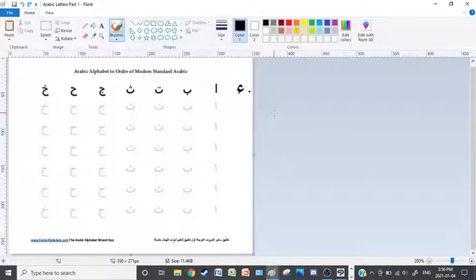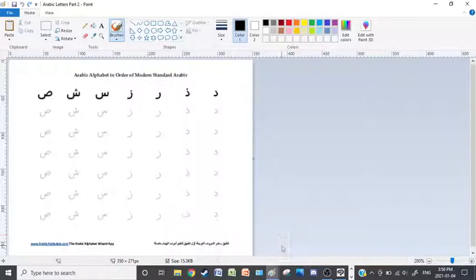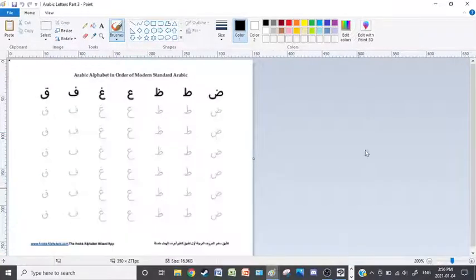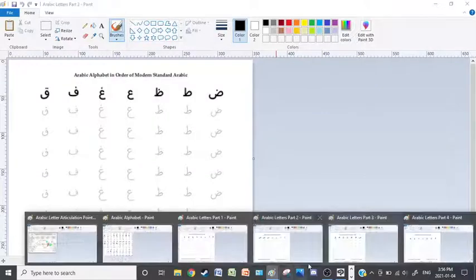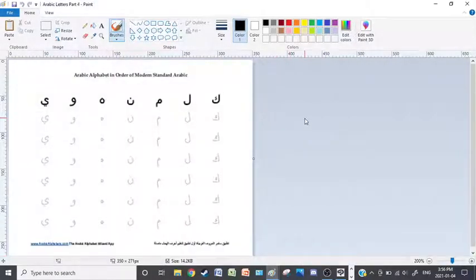This is from Alif to Kha. Let's see, here is from Dal to Sad. Here is from Dad to Qaf. And here is from Kaf to Ya. I hope I covered all the letters. If I forgot a letter, please let me know.